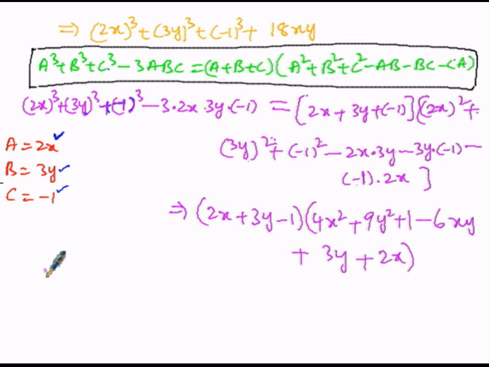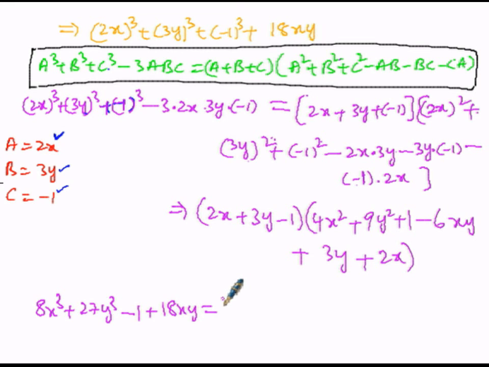So in this manner we got (2x)³ + (3y)³ + (−1)³. Here (2x)³ is 2 multiplied thrice, 2 into 2 into 2 is 8, so 8x³, plus 3 multiplied thrice, 3 into 3 into 3, 3 threes are 9, 9 threes are 27, that is 27y³, minus 1 repeated thrice, since it is an odd number it is negative, minus 1. Then minus of minus is plus, 3 twos are 6, 6 threes are 18xy.